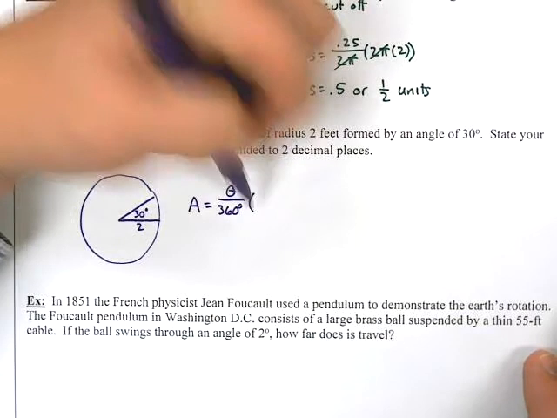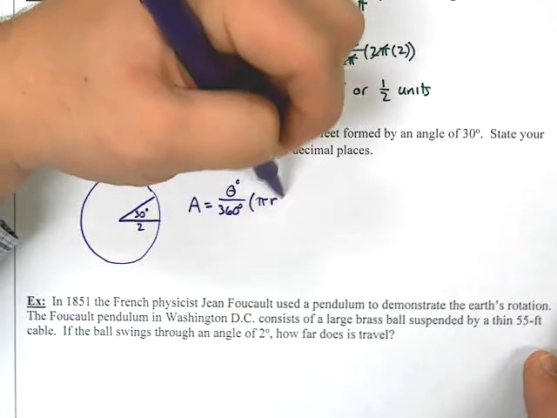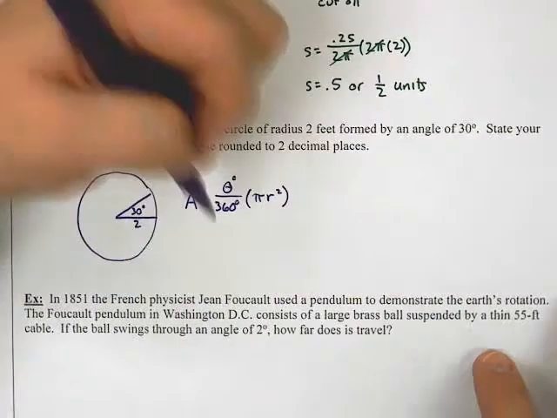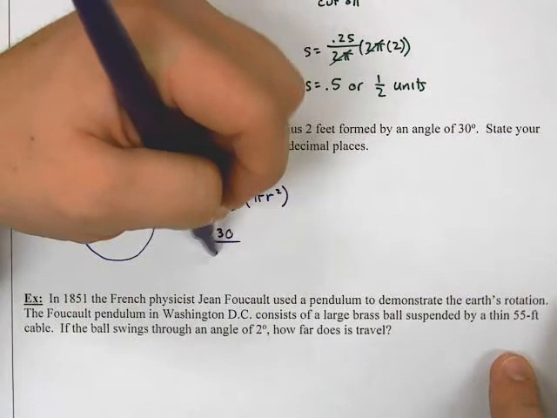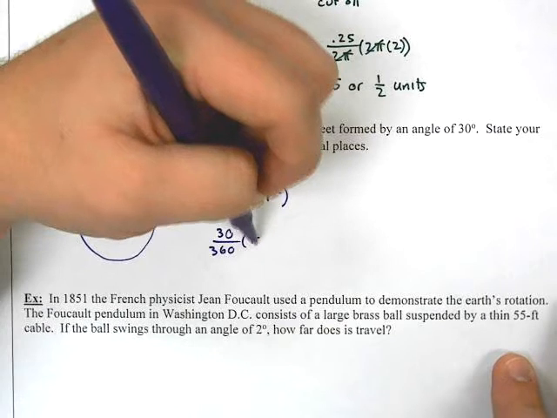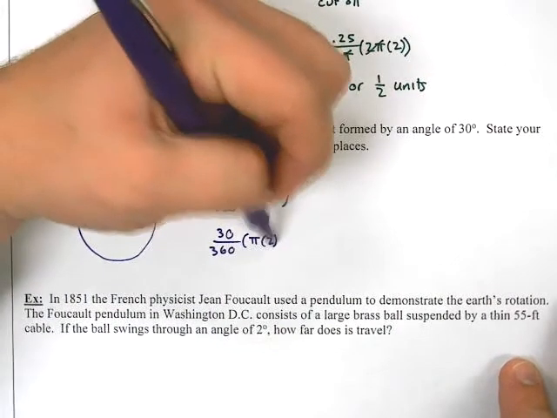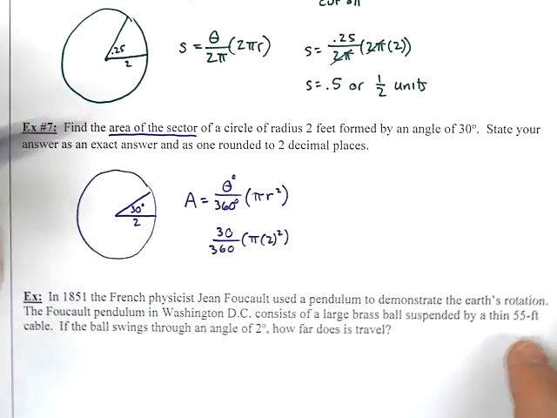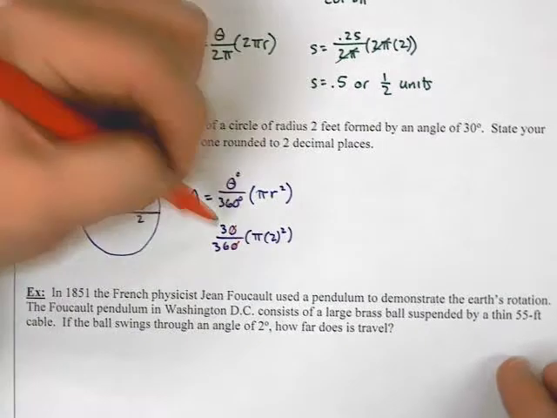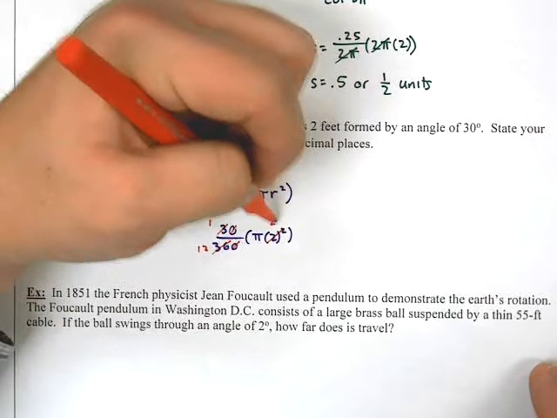And I'm still going to use pi r squared. There we go. All right. When I plug everything in, let's see what happens. 30 over 360. We can clean that up a little. Pi times 2 squared. All right. Well, let's see here. Let's cancel some stuff out. We can cancel out the zeros. We can cancel out 3 and 36 to 1 and 12. We can change this to a 4.